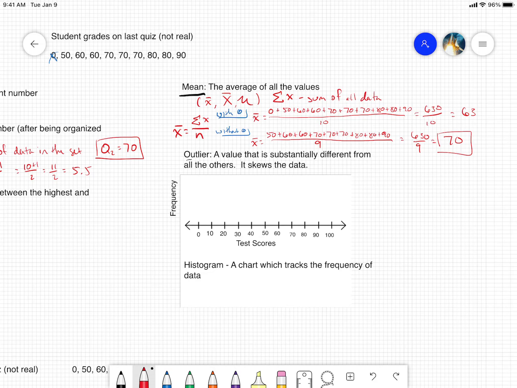This is what we call, and again, we're going to go into more detail about how to specifically find these, but this value is what we call an outlier. That 0 is a value that is substantially different from all of the others, and it skews the data. We'll talk about skewing in just a moment, and we'll go into more detail on outliers a little later. But for right now, just understand that it's a data point that really messes up our data.